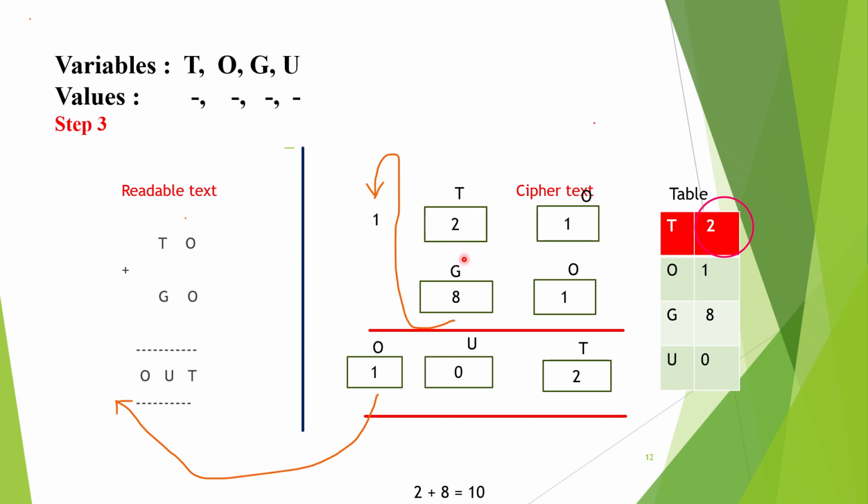Now see, to get the carry, what value should be added to the value 2? What value should be added to 2 so that the carry is 1? 8. If you add 8, the result will be 10. 10 means we can put 0 here, and 1 can be the carry, right? So add G, which is 8, to 2, the result will be 10. Put 0 here, 1 will be the carry. So G becomes 8 and U becomes 0. Now we have filled the table. All variables in the table are filled: 2, 1, 8, 0.